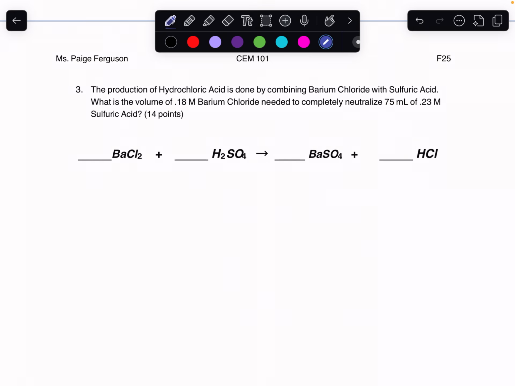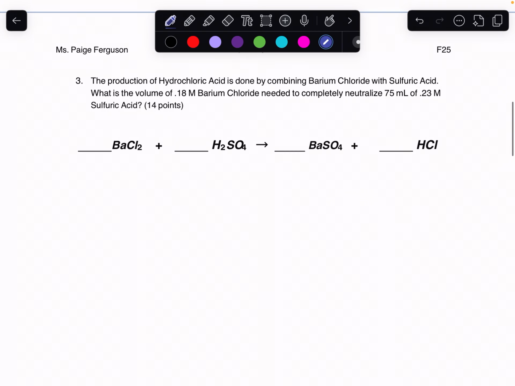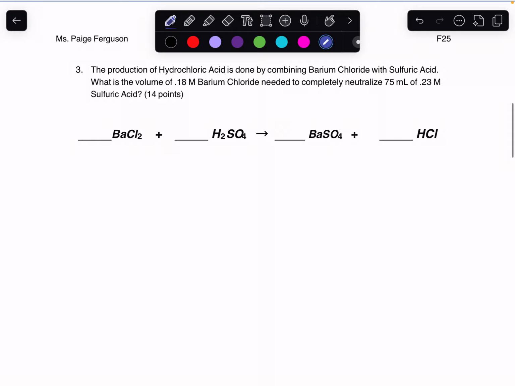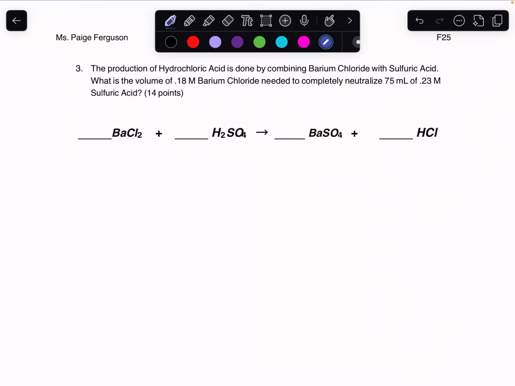So question 3: the production of hydrochloric acid is done by combining barium chloride with sulfuric acid. What is the volume of 0.18 molar barium chloride needed to completely neutralize 75 milliliters of 0.23 molar sulfuric acid? It's a very long-winded question, but we can break it down. Okay, so the first sentence is all filler. I want to focus on my numbers. Or, first of all, maybe I should balance my equation. That might be smart.